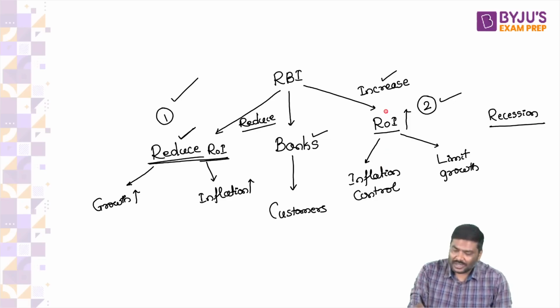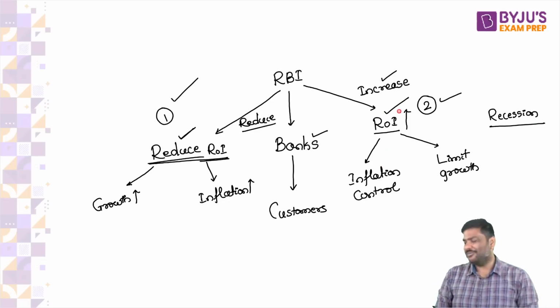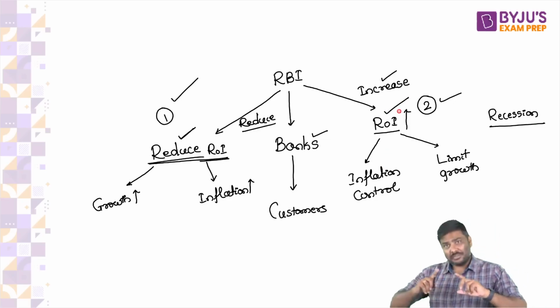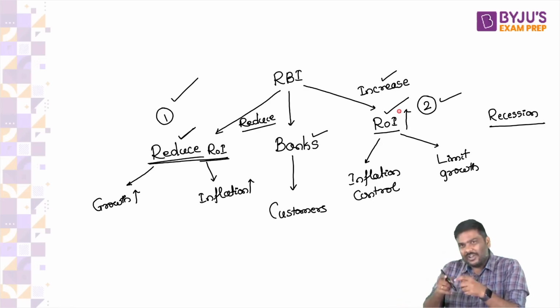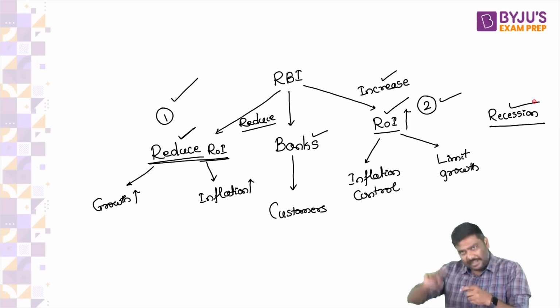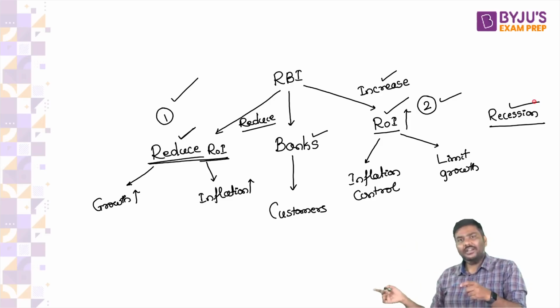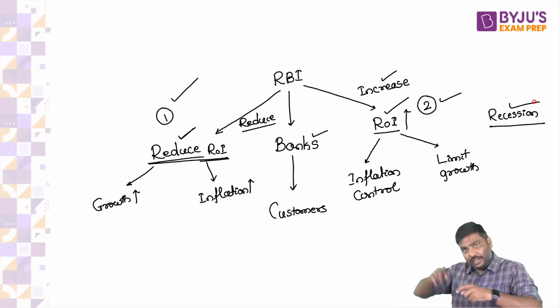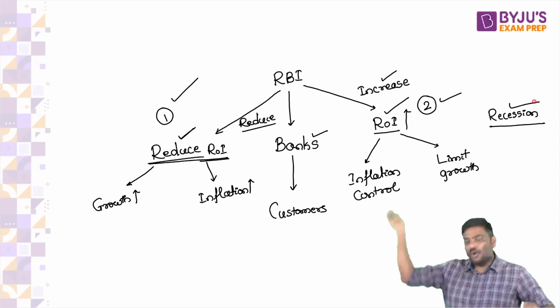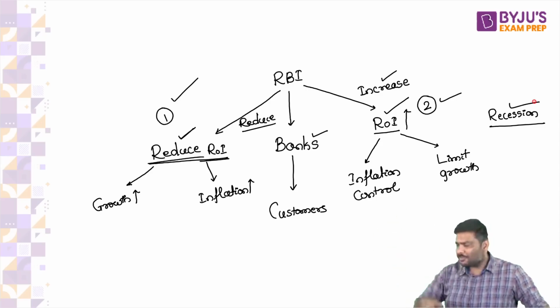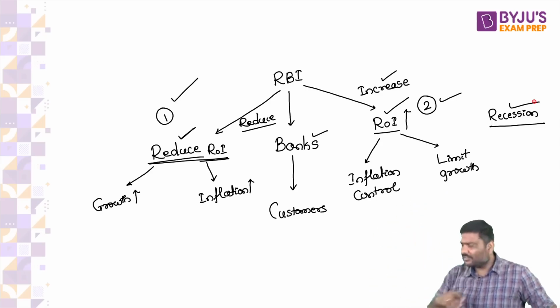Now you want to increase the rate of interest in the economy. You want to make loans much costlier. Do you think that will increase the demand in the market? You want to turn recession into depression. Lower demand, more unemployment, lower production, and GDP will fall further.